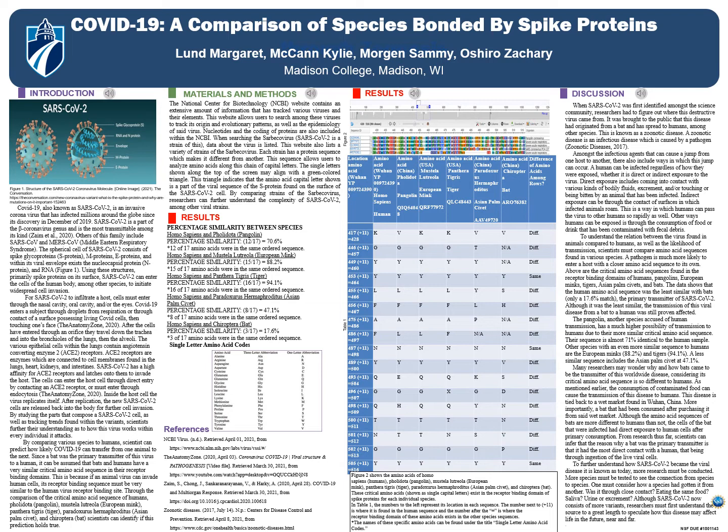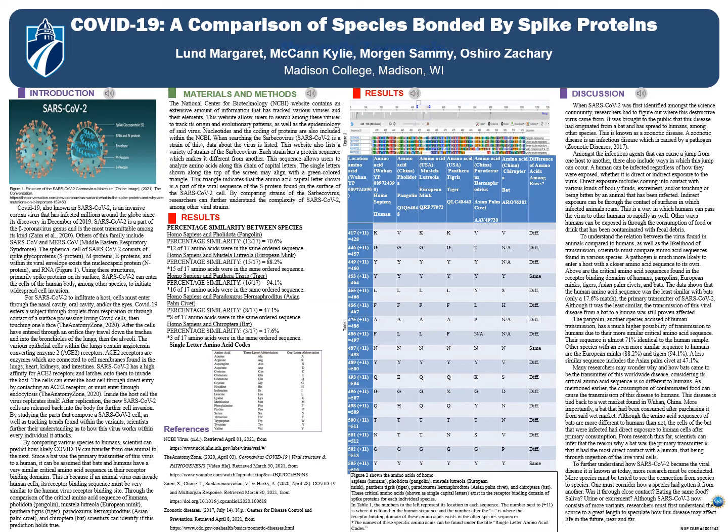SARS-CoV-2 is most transmittable through the nasal cavity, eyes, and oral cavity through droplets from respiration. ACE2 receptors latch onto the host and invade them. Then the virus multiplies. By comparing various species to humans, scientists can predict how likely COVID-19 can transfer from one animal to the next. Since a bat was the primary transmitter of this virus to a human, it can be assumed that bats and humans have a very similar critical amino acid sequence in their receptor binding domains.